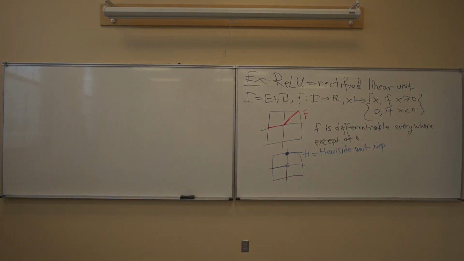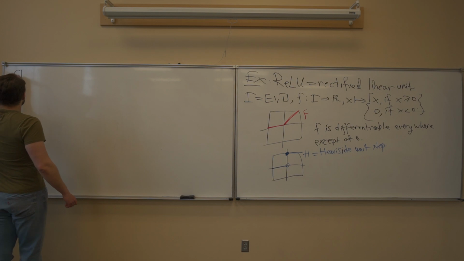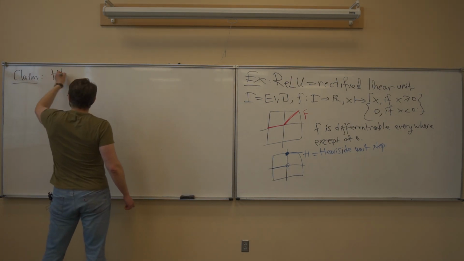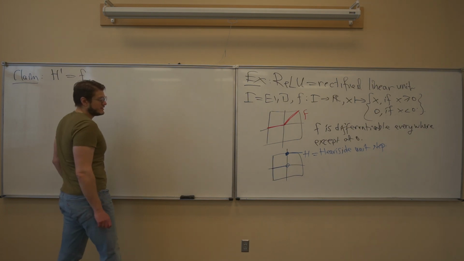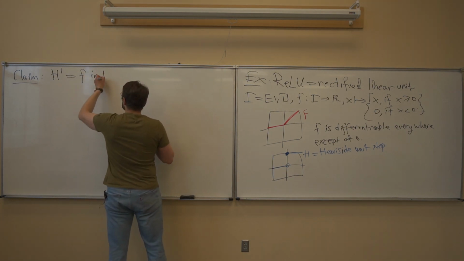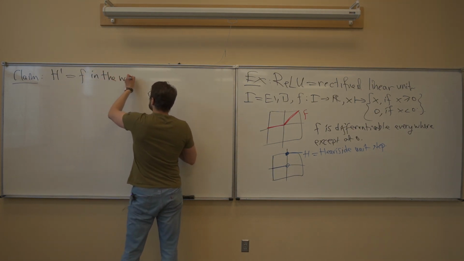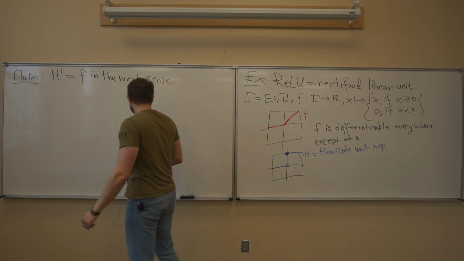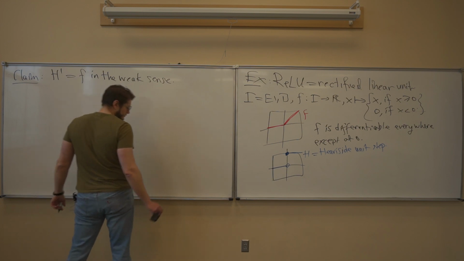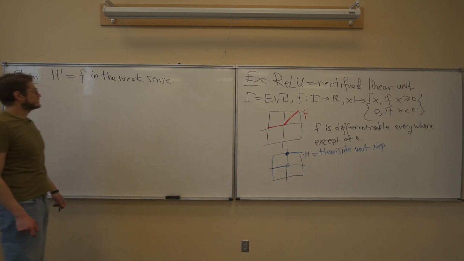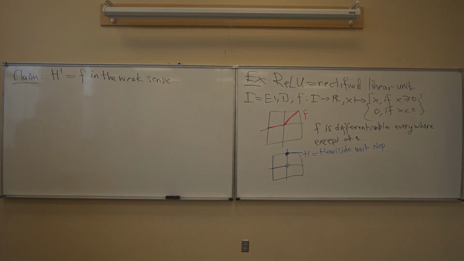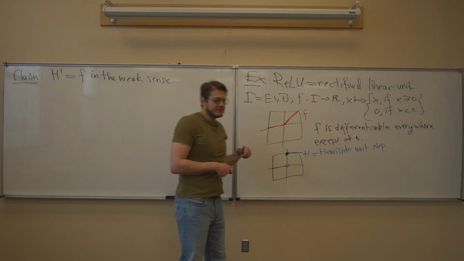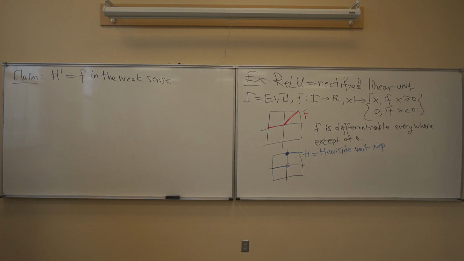Okay? So my claim is h prime equals f in the weak sense. Well, in a weak sense. There are multiple weak senses, but okay, let's see what it looks like. So I'm going to have to pair this h prime with some nice function. My nice function is going to be, these are what are called test functions.